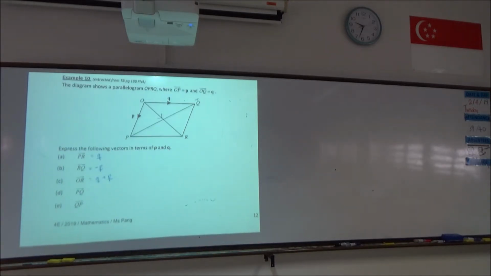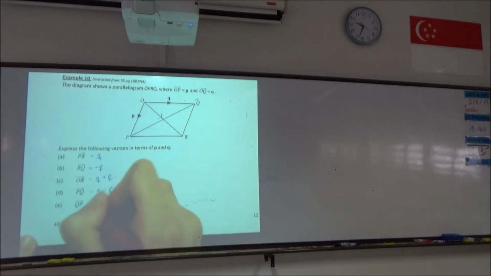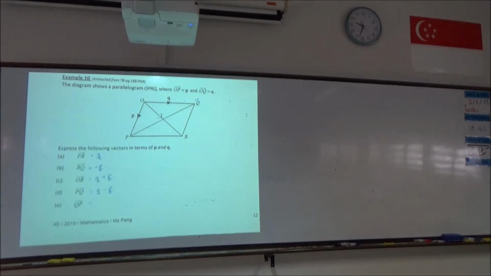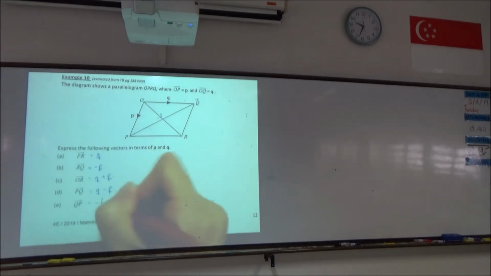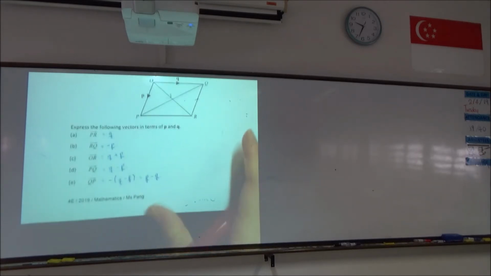Then after, what about PQ? Q minus P. And then finally QP will be, sorry, P minus Q because it's a negative of Q minus P. So you can write it as P minus Q. Or otherwise, looking at the diagram, you'll also be able to get this.